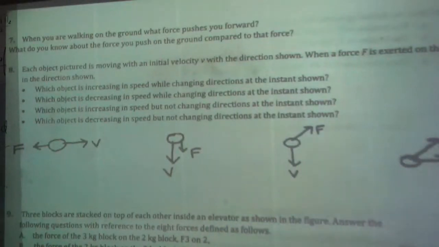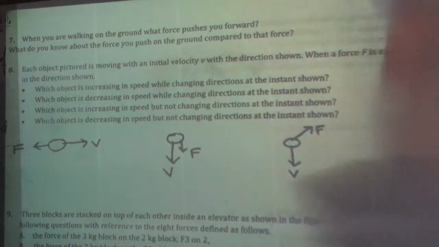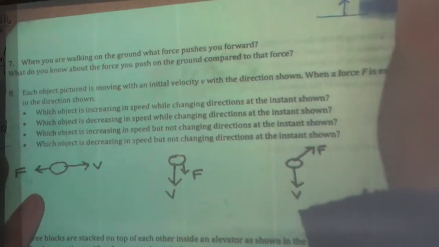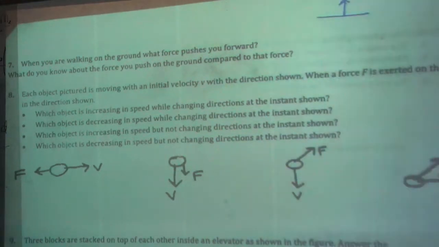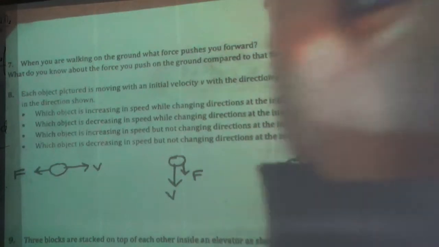All right, number 7. When you are walking on the ground, the force that pushes you forward. It might be tempting to say the normal force, but remember the normal force is perpendicular to the surface, so the normal force can actually only push you straight up, and when you're walking, you're definitely going more than just straight up. You're going forward, to the side in this diagram. The force that pushes you forward is actually the force of friction.